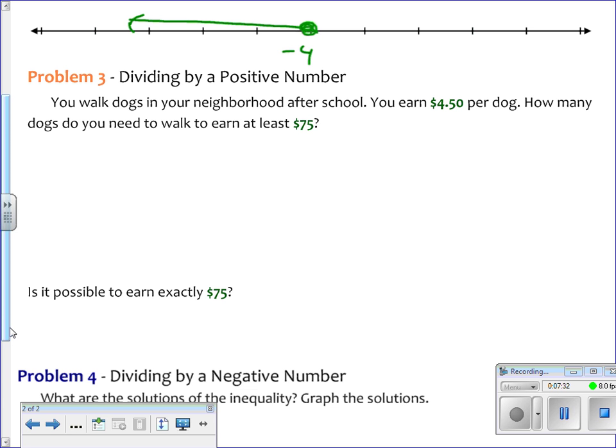Now we have a word problem we need to solve. Okay. You walk dogs in your neighborhood after school, you earn $4.50 per dog. How many dogs do you need to walk to earn at least $75?